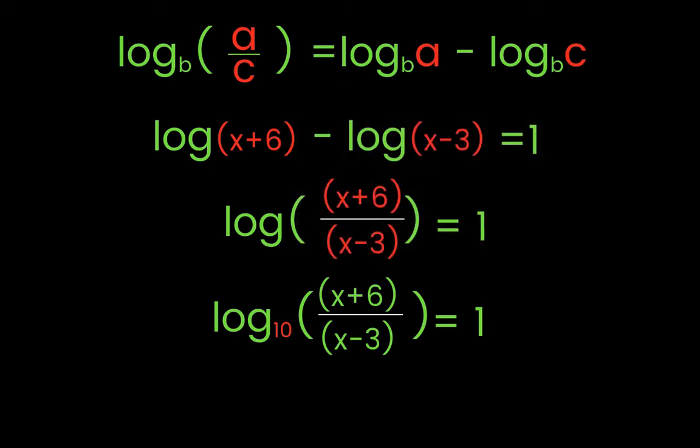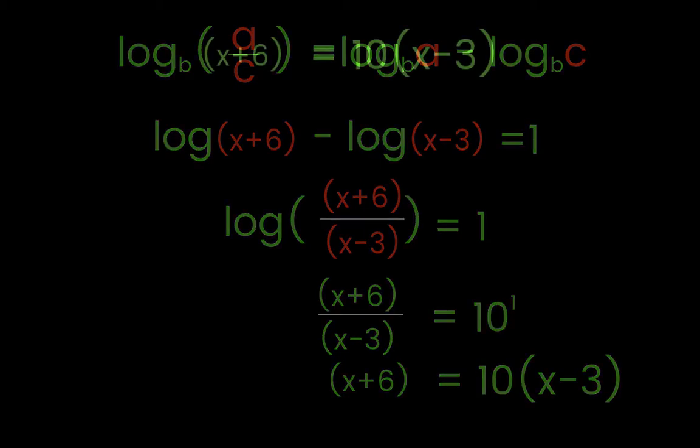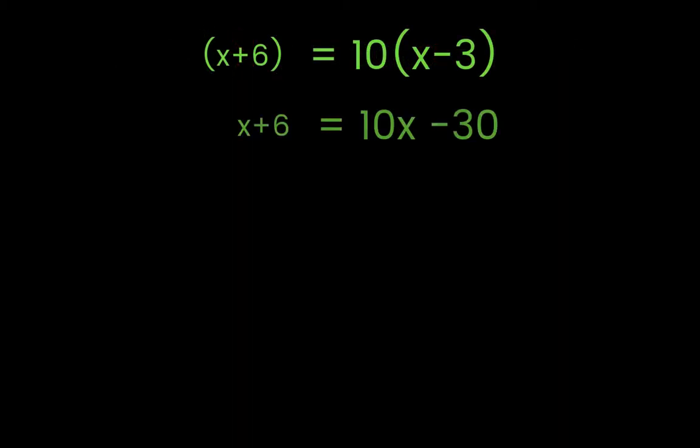So that log base 10 is my base, and the 1 on the right side is going to be my exponent. So I end up with 10 to the first power, which is basically just 10. So now I have just your run-of-the-mill algebra problem. And I'm going to multiply by x minus 3 to both sides. That cancels it out on the left, but gives me a 10 times x minus 3. So I'm going to clean this up a little bit, give myself more space, move it up to the top, and then just solve algebraically.